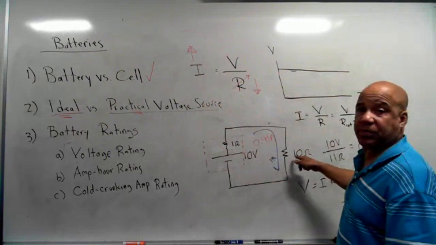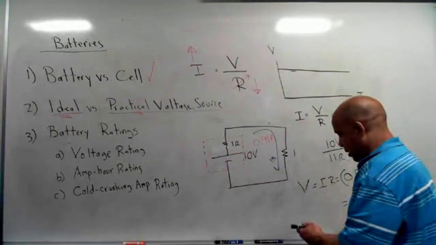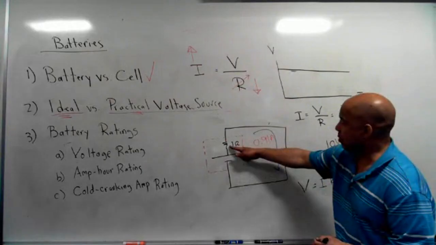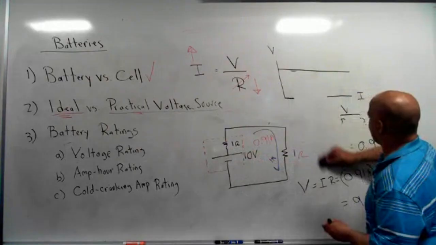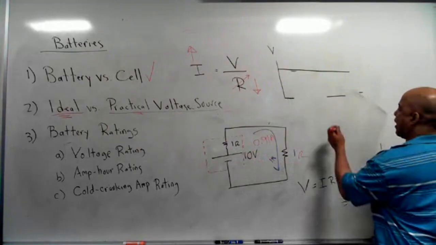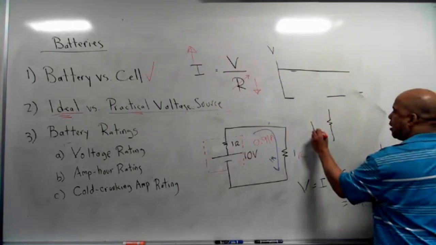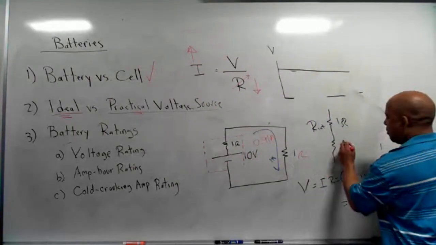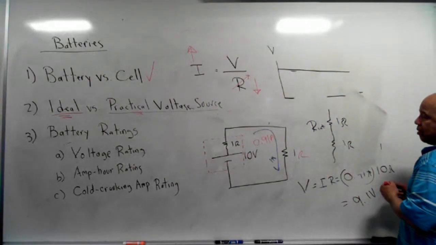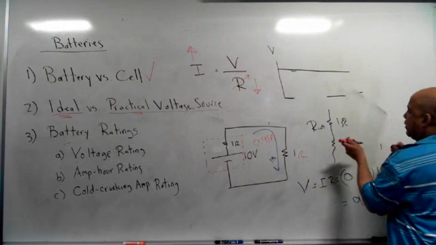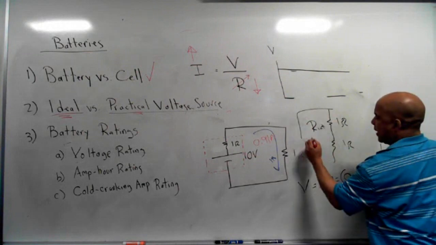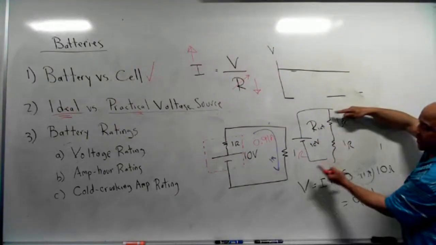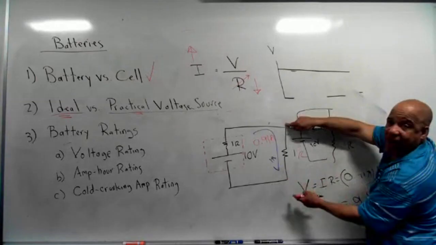What if I lower this resistance from 10 ohms down to 1 ohm? You see what's going to happen now? I got 1 ohm in series with 1 ohm. I basically have a voltage divider where I have the internal resistance, R internal, which is 1 ohm, and the resistor I hooked up, which is 1 ohm. So I got 10 volts across there. Now this is going to get 5 volts, and that's going to get 5 volts. So instead of having 10 volts out here like I want, I only got 5 volts.